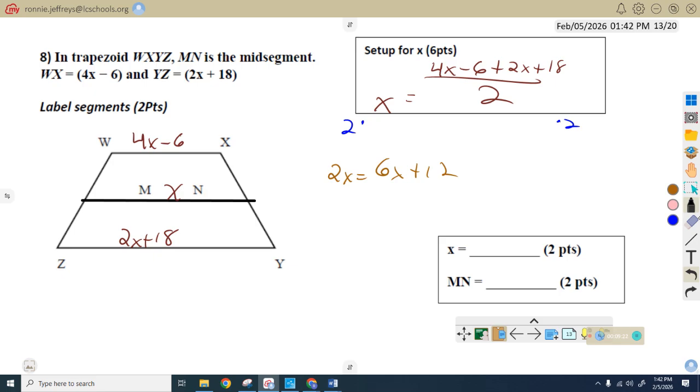All right, now, here's where it gets a little crazy. Minus 6x. Minus 6x. Yeah, to kill the fraction. All right. Negative 4. All right, so here's the deal. Our x, that's what we kind of set it up, was negative 3.